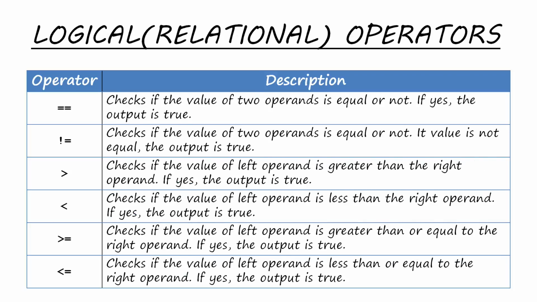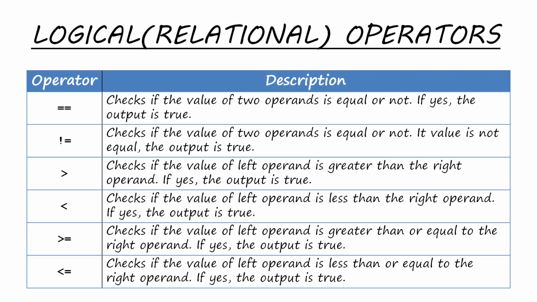Then come the logical or relational operators. The equal to operator is used for comparing the value of the right side operand with the left side operand. If these two operands are equal, then the output is true. The not equal to operator checks if the values of two operands are equal. If the values are not equal, then the output is true.